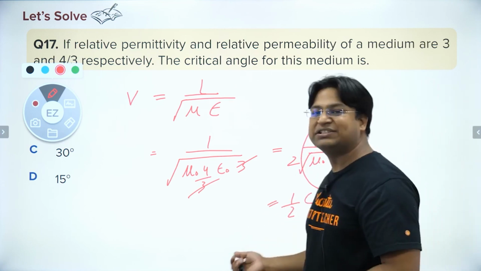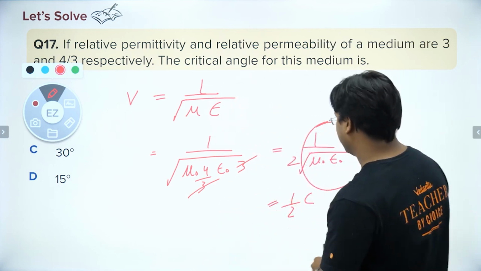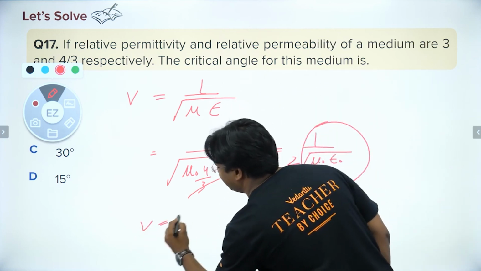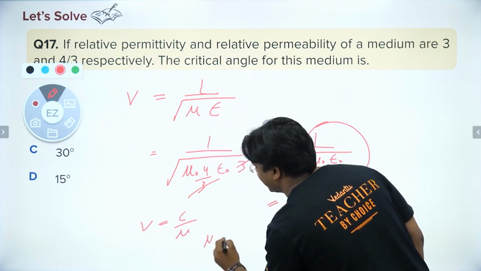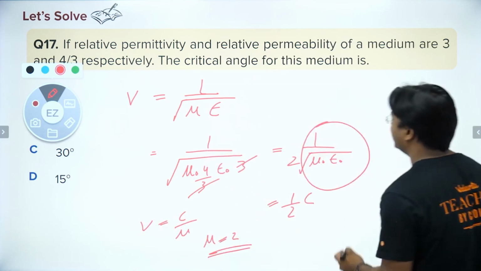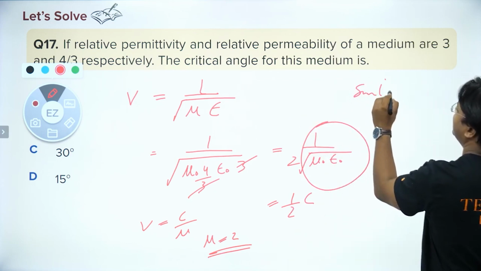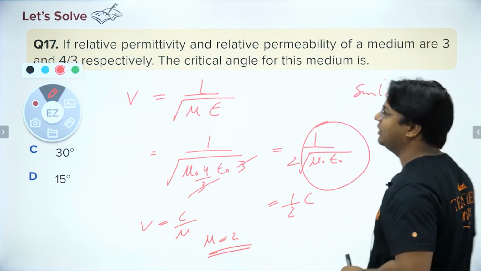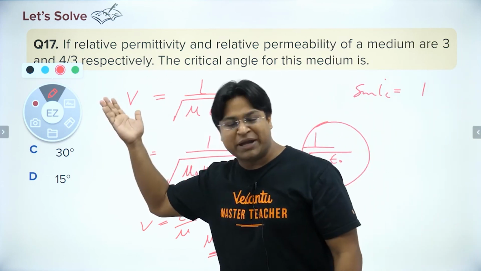Now that clearly tells me that the refractive index is 2. All right, like speed in a medium is written as c by mu. So the refractive index is 2. And how do we write the critical angle? The critical angle is written as the rarer medium, all right, which we are considering as vacuum or air.